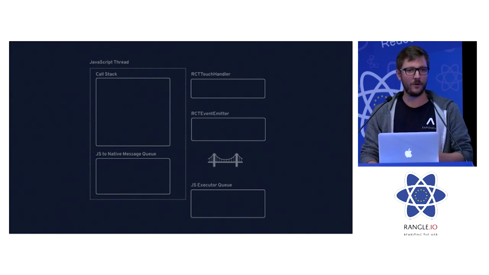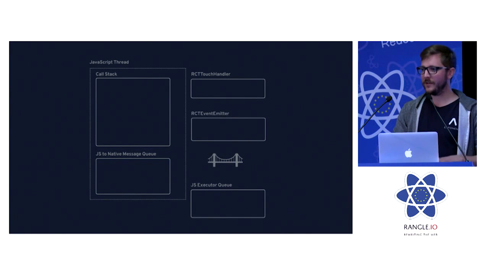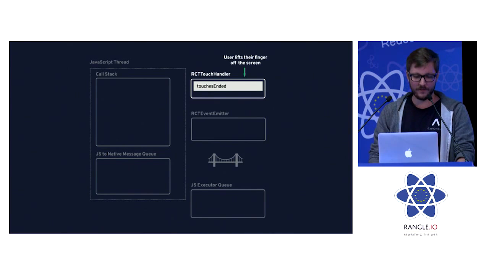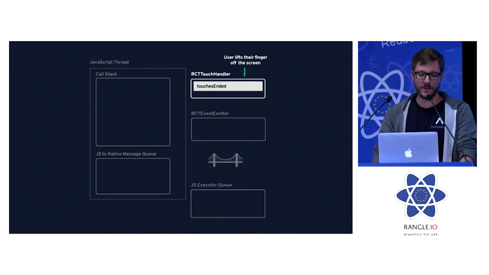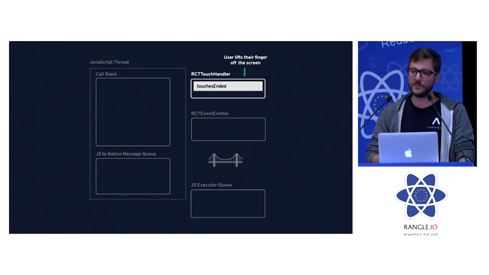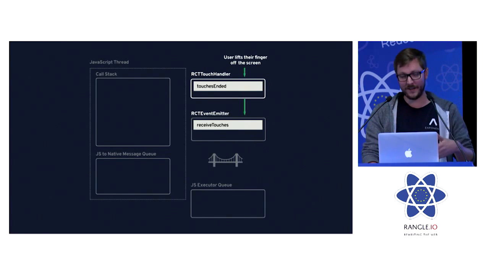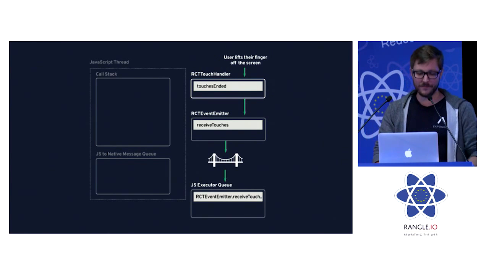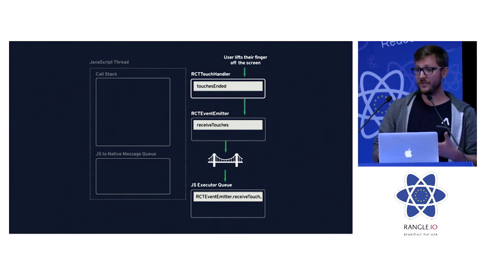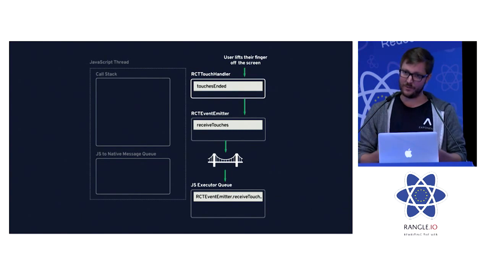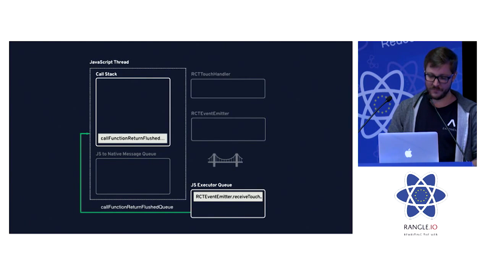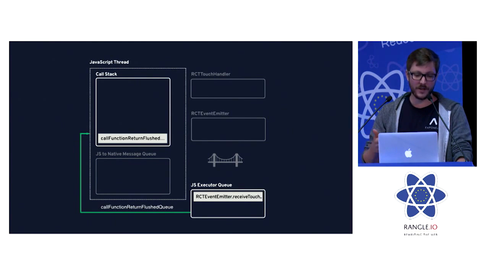We're going to have a look at how the JavaScript code is executed in React Native, sort of at a high level, but hopefully it'll help facilitate some understanding. What we have here is a touch event coming in. The user releases a touch from the screen, and that's handled by React Native's touch handler. The touch handler calls receive touches on the native event emitter, and passes along the native touch data. So then the event emitter asks the bridge to enqueue firing this event, and the bridge obliges. When the queue is ready to execute, the function is then executed on the JavaScript thread.